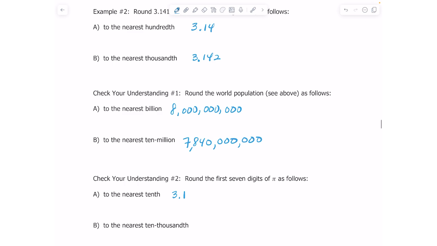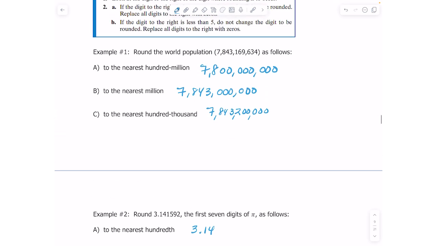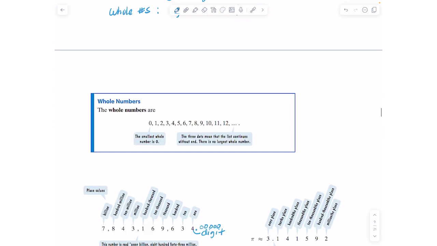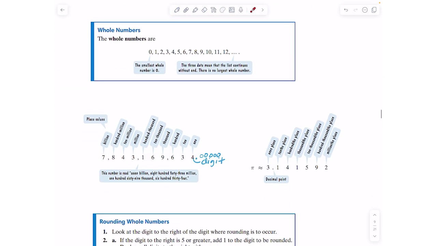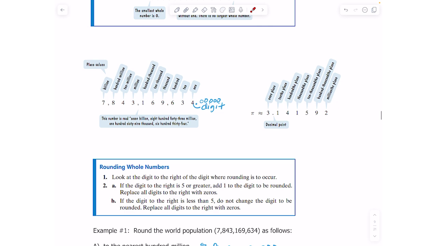And then to the nearest ten-thousandth, you're going to go back, and the ten-thousandth is the 5. The 9 tells us to make that a 6. So it's going to be 3.1416.